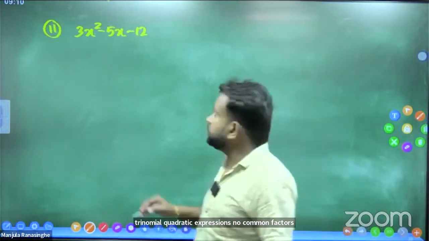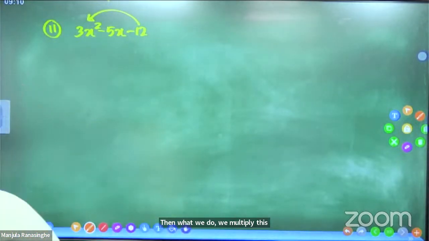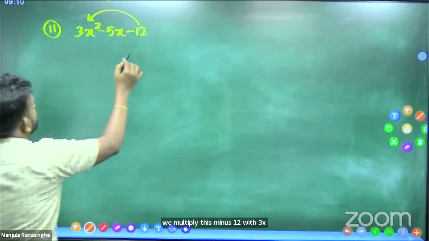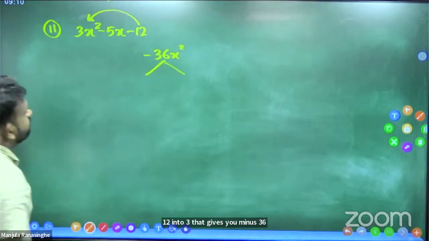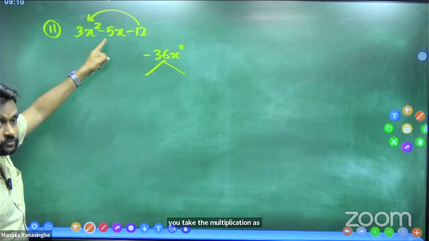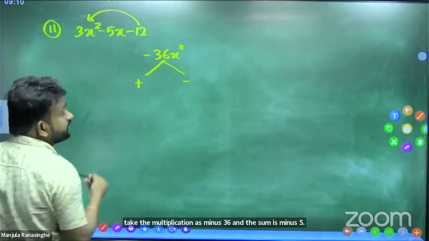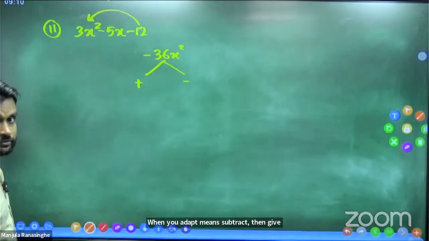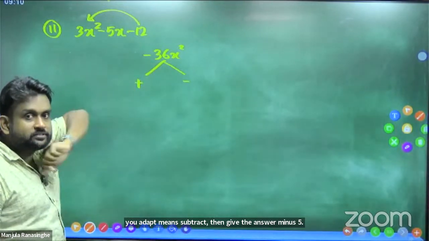Then what we do, we multiply this minus 12 with 3x squared. Minus 12 into 3 gives you minus 36 x squared. Then you take the product as minus 36 and the sum as minus 5. So one has to be positive and one negative to have 36, and when you add up, that means subtracted, and give the answer minus 5. So the difference shall be 5 and the product 36. What is the answer?